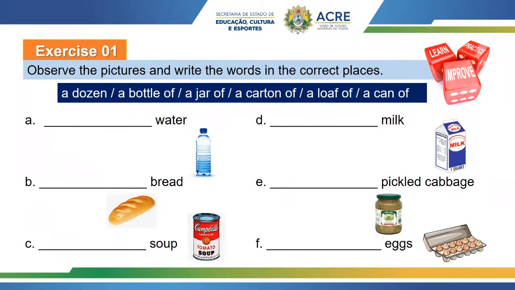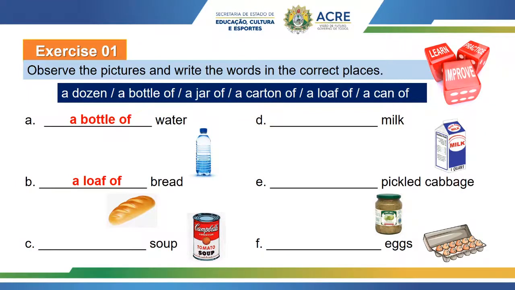Okay, time to practice. Remember, practice makes perfect. Exercise 1. Observe the pictures and write the words in the correct place. The words are a dozen, a bottle of, a jar of, a carton of, a loaf of, a can of. Letter A, think about it. Let's check. A bottle of water. Letter B, time to think. Let's check. A loaf of bread.